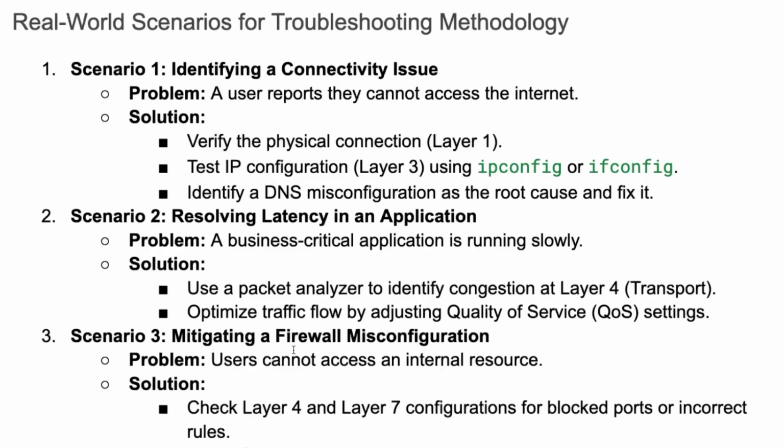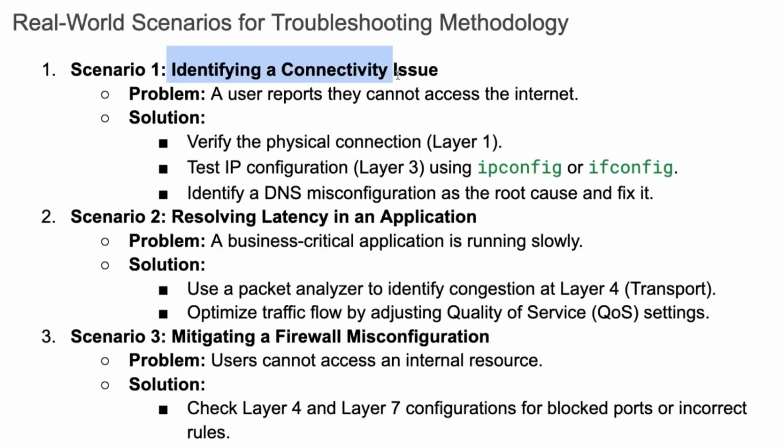Our scenarios for troubleshooting are a little bit more detailed than the normal scenarios that we get. So in the first scenario, we have identifying a connectivity issue. And the problem is that the user reports that they can't access the internet. So the first part of the solution would be to verify that the physical connection is all good. So their wires are all set up, their routers are fine, that part's fine. So that would be layer 1.